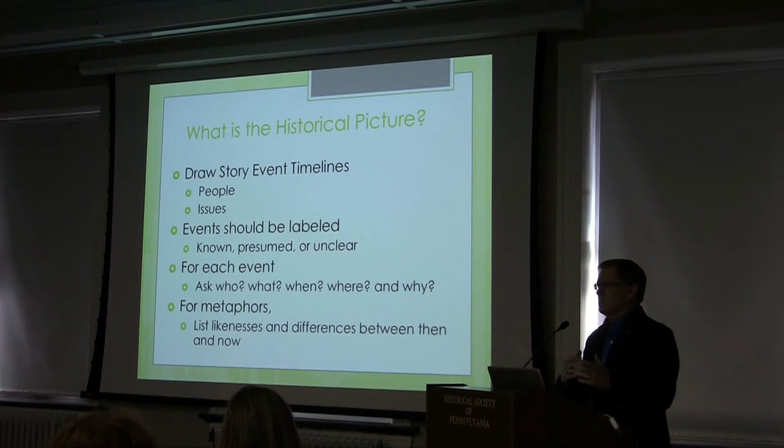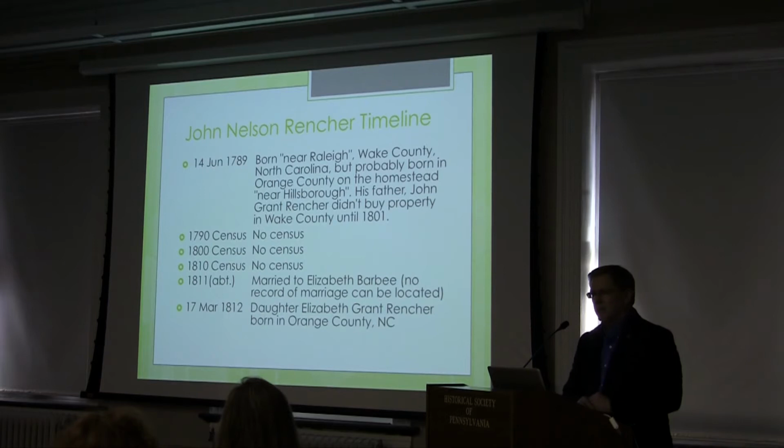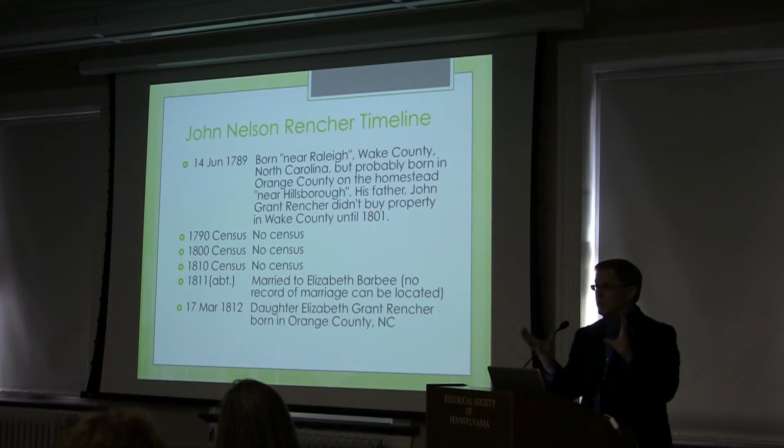If we look at a timeline here, for example, for John Nelson Rencher, we can see what's happening. Notice that I've recorded even when there was no census that he could be found in. So when the census didn't exist for 1790, 1800, and 1810, I have listed that in his timeline because that alerts other researchers that it doesn't exist and isn't there.